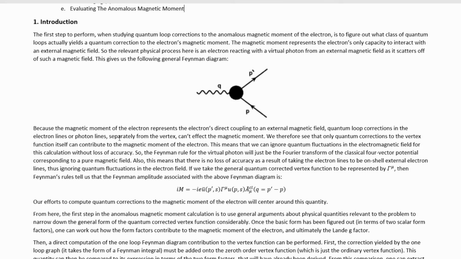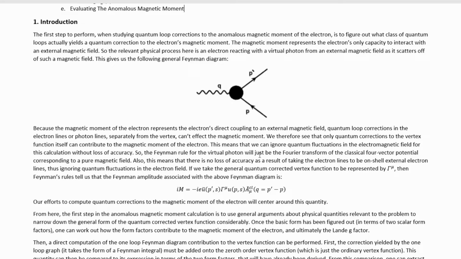Because the magnetic moment of the electron represents the electron's direct coupling to an external magnetic field, quantum loop corrections to the electron lines or photon lines separately from the vertex can't affect the magnetic moment. We therefore see that only quantum corrections to the vertex function itself can contribute to the magnetic moment of the electron. This means that we can ignore quantum fluctuations in the electromagnetic field for this calculation without loss of accuracy.